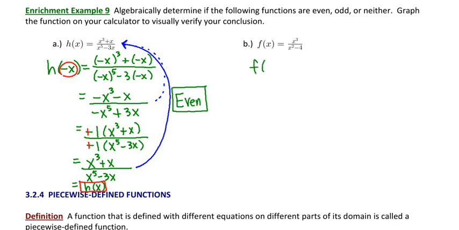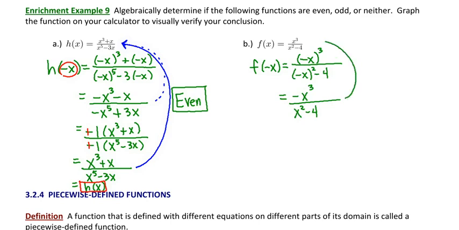To determine if this is even or odd, we're going to calculate f of negative x. We can write this negative x to the third power over negative x squared minus 4. A negative number to an odd power is negative, and a negative number to an even power is positive. So now we can compare this to the original function. Notice the numerator changed sign. This is equivalent to the entire fraction changing sign. So we can see this is equal to negative f of x. Therefore, this function is odd. And you can certainly verify that it has origin symmetry by graphing it on your calculator.